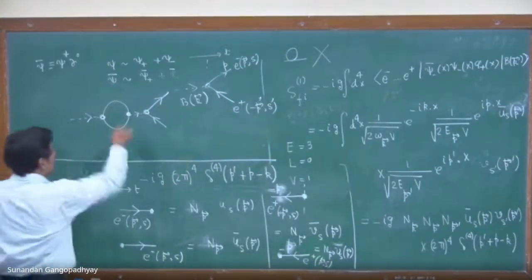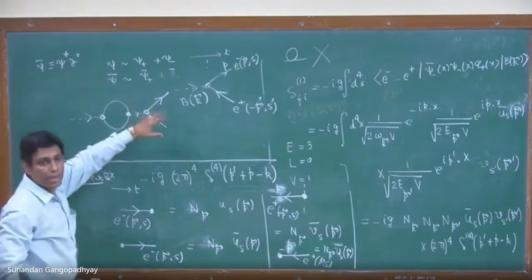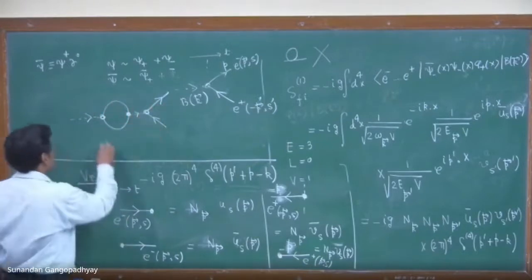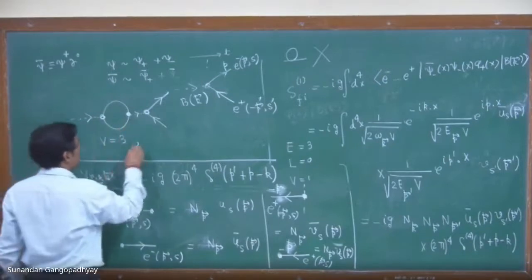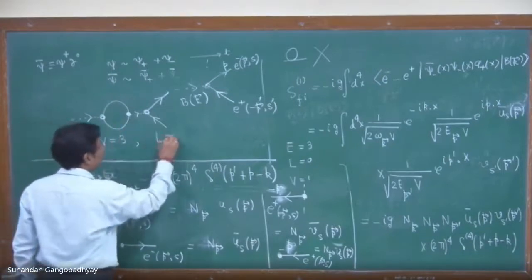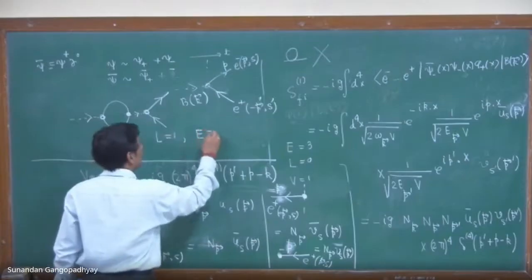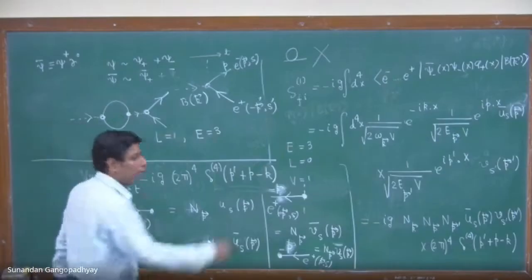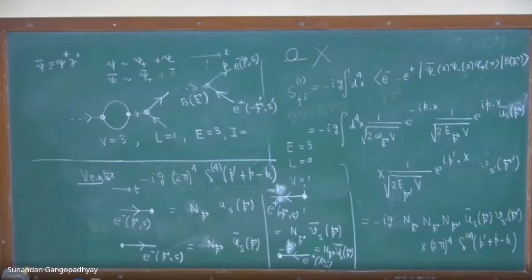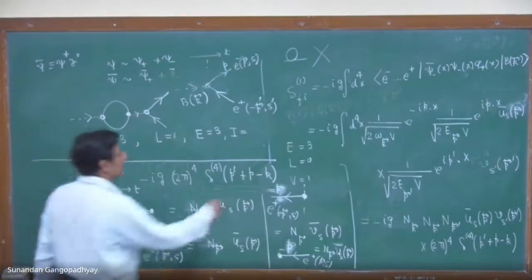What is this? So you have a new anatomy now. What is the anatomy here? What is the number of vertices? 1, 2, 3. What is the number of loops? 1. What is the number of external lines? 3. External lines has to be 3. What is the number of internal lines? 3.